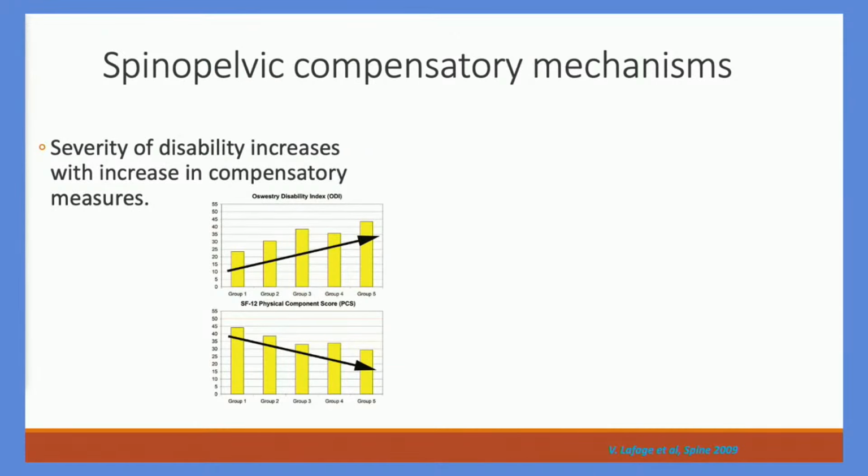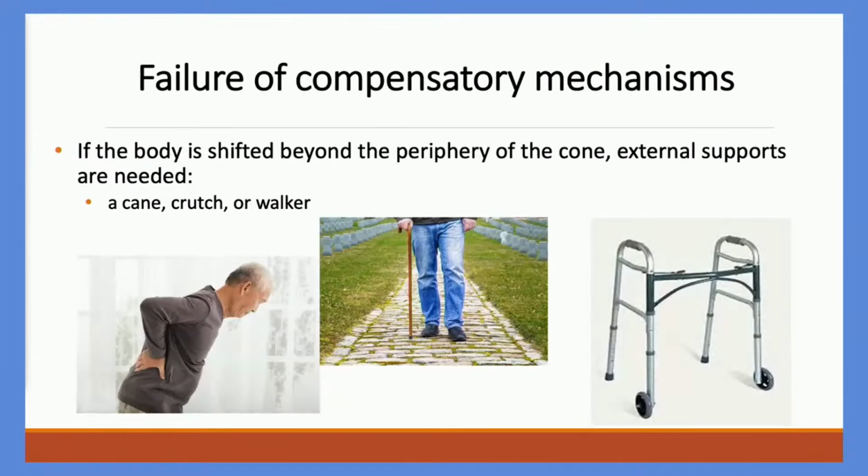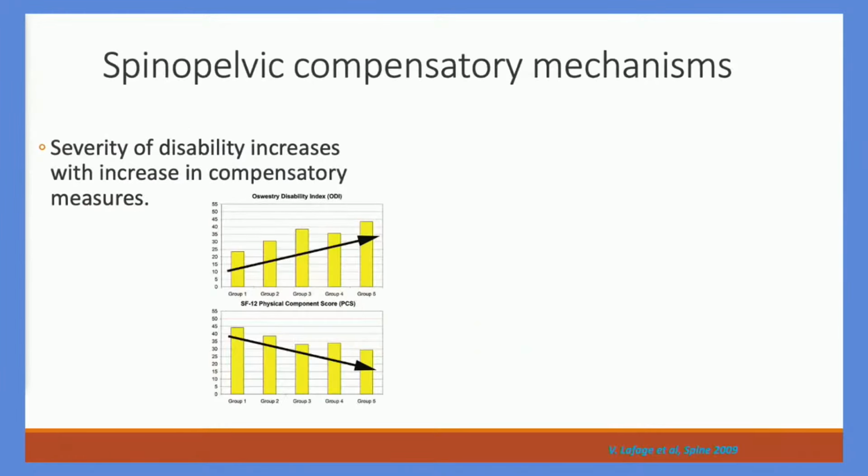The compensatory mechanisms don't come without a cost and a price. So the severity of the disability, as it increases, also increases our compensatory mechanisms and vice versa. The graph below shows that as the degree of the compensatory mechanisms increases, so does our level of disability and decreased quality of life. This graph, as in the previously mentioned slide, shows the Oswestry Disability Index and also the SF-12.